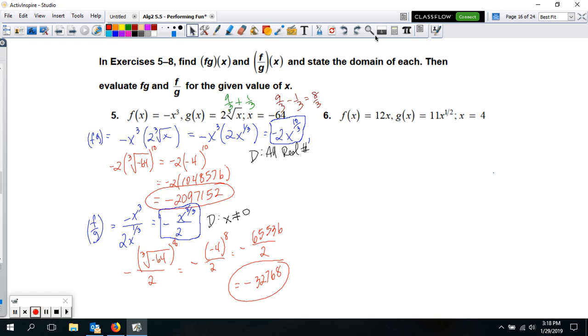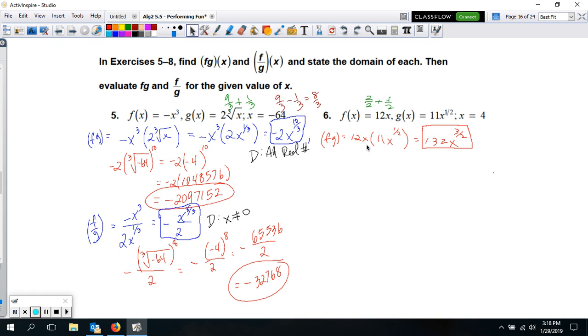Number 6, starting with f times g, we're going to multiply these two together. So the 12 times the 11 will multiply. We're going to add the exponents. This is basically 1 plus a half. I'm going to make a common denominator out of the 1, so 2 over 2 plus 1/2 is going to give us 3 over 2. So that's what our exponent is going to be. 12 times 11 is 132, and the exponent for x is 3 over 2. So that's all it is.